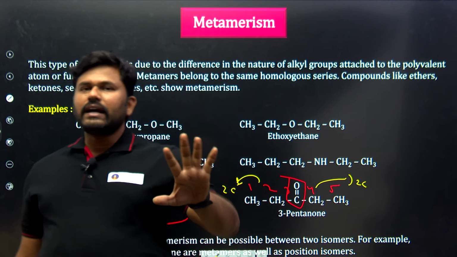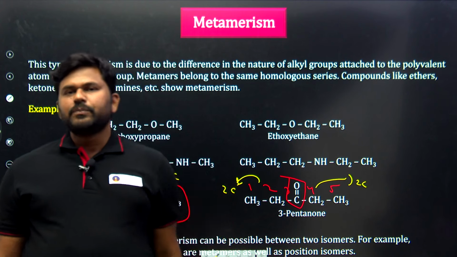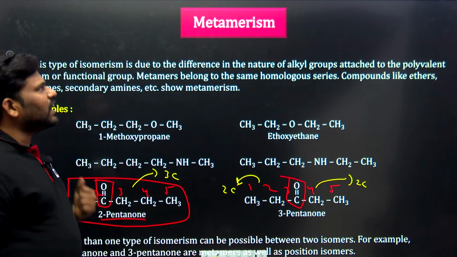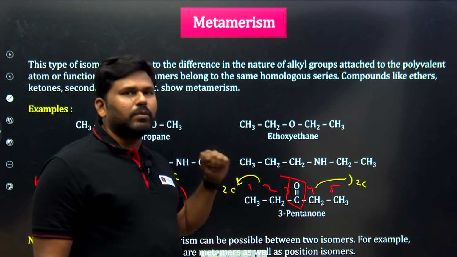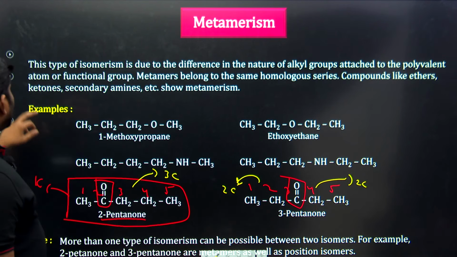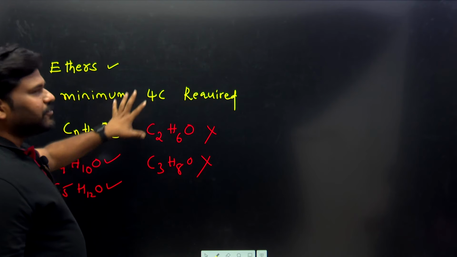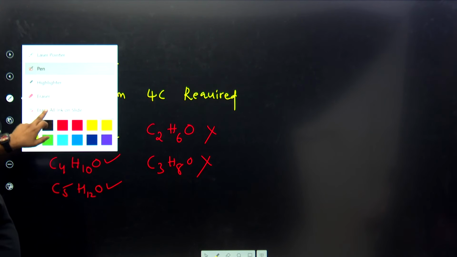What will exhibit metamerism? Number 1, ethers. Number 2, secondary amines. Number 3, the carbonyl compounds, ketones. Ketones will exhibit this metamerism. Okay, in ethers 4 carbons are required. Like that, in ketones how many are required? We will check.